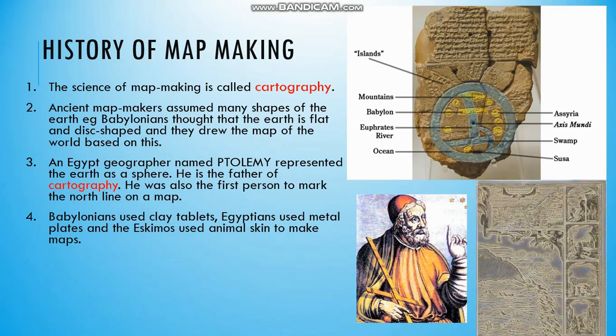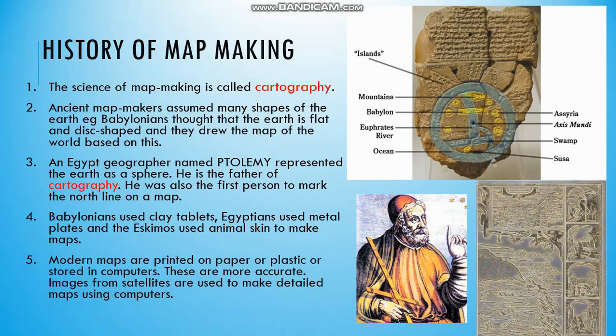Babylonians used clay tablets, Egyptians used metal plates, and the Eskimos used animal skin to make maps. You can see this image. This is an image of a map on clay tablet. It's a tablet made up of clay. So islands, mountains, Babylon. So this was created by Babylonians, and this is a map on a metal plate.